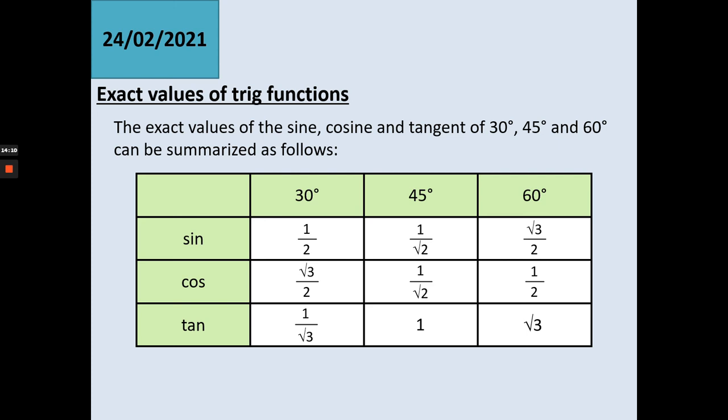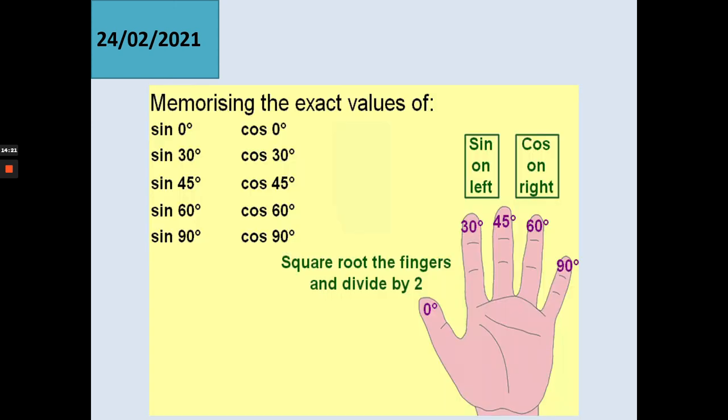There is a third way. I didn't learn this way at school, but someone has shown me since I've come into teaching it, and it's quite cool. There's a Maths-Watch clip on it if you want as well. It's to think about your hand. So you look at the palm of your hand, and you think about your fingers. Your thumb is your 0, your index finger is 30, the middle finger is 45, then you've got 60, and then you've got 90.